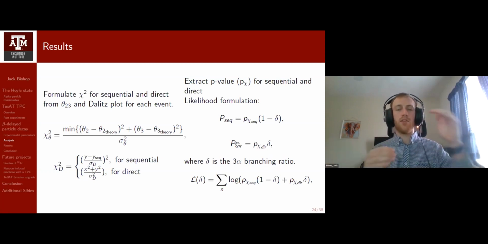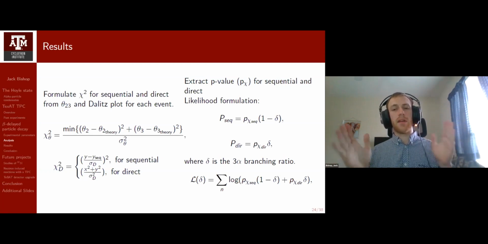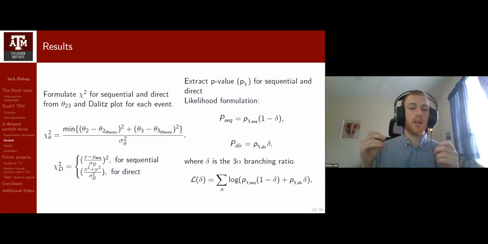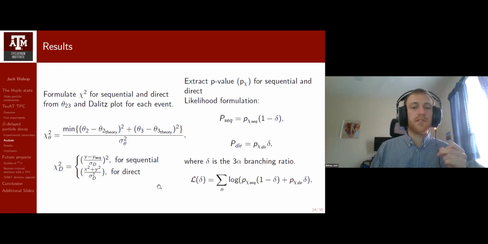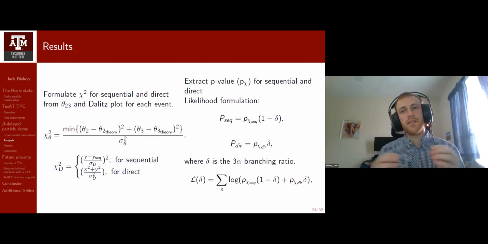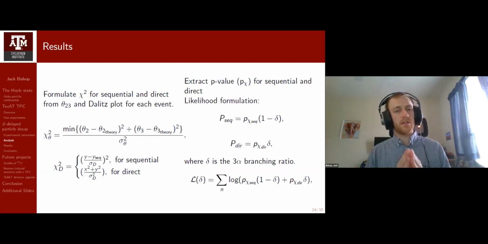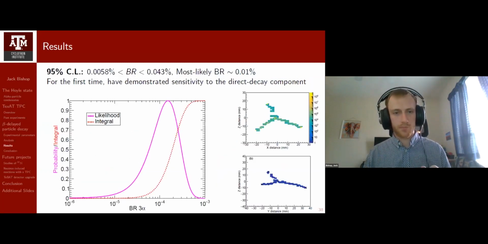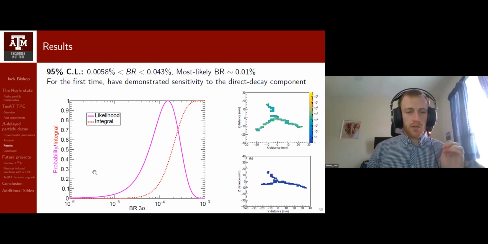By taking these two p-values over many, many events, we can then build the log likelihood function. This looks, as a function of different 3 alpha branching ratios, and says, if this is the 3 alpha branching ratio, what's the probability that your data would end up looking like this? The results are shown here. On the left-hand side, we have the probability in magenta as a function of the 3 alpha branching ratio on a log scale, and we have this normalized probability.